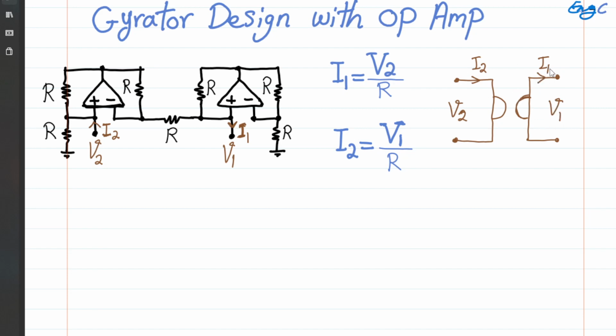Actually, current I1, with this direction, is defined by V2 divided by internal parameter R, and then current I2 is not defined by V2. It's actually, as you can see here, defined by V at port 1 divided by internal parameter R. This is what we refer to as a gyrator, and a practical implementation of that is shown here using two op-amps as an active circuit.